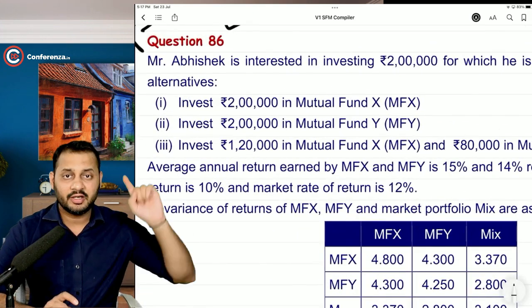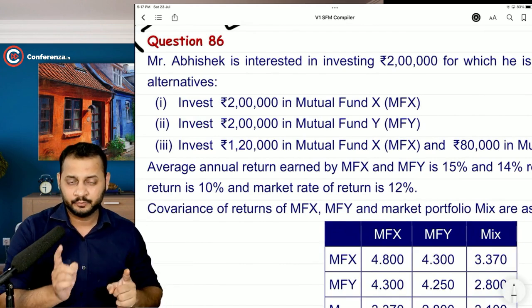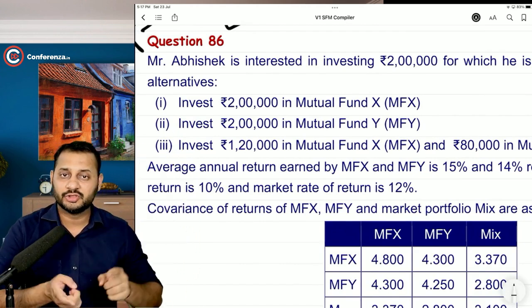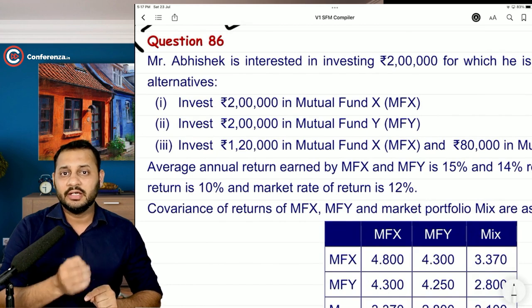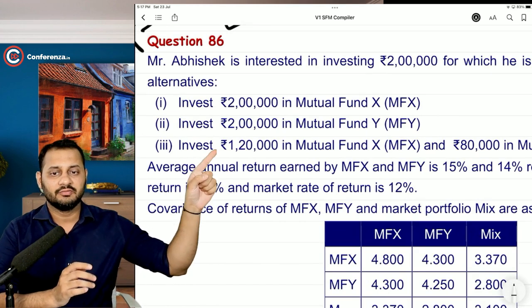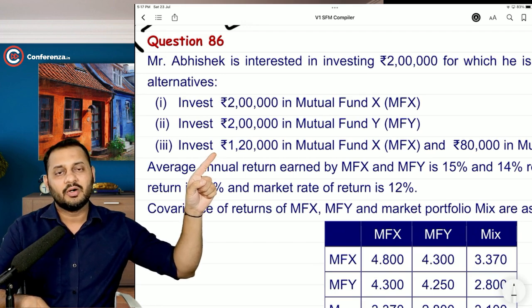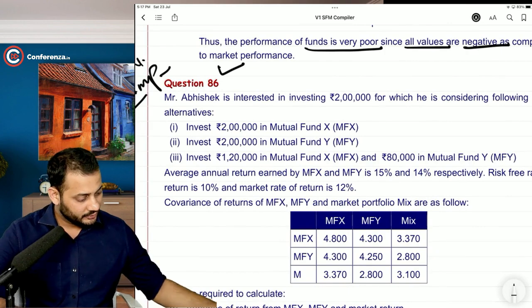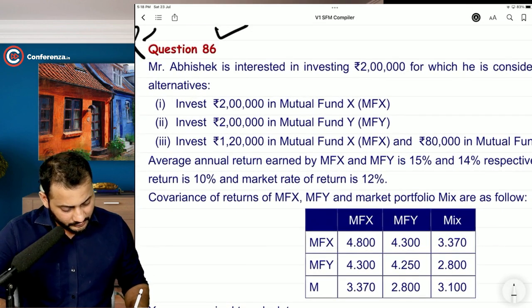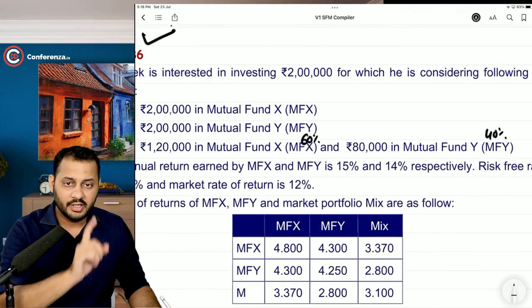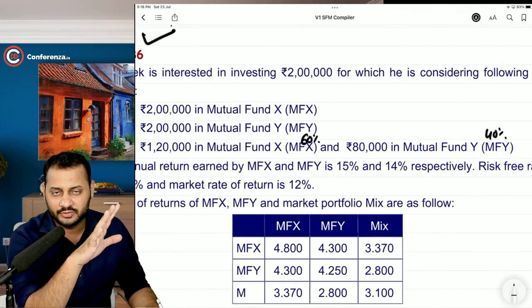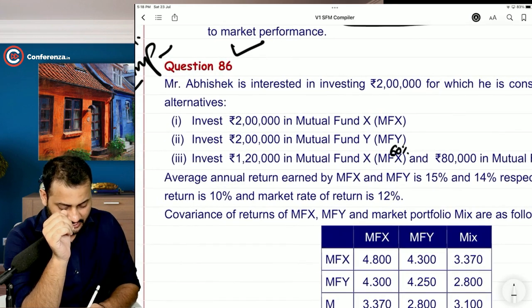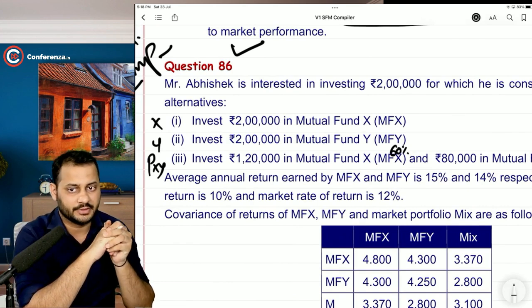He can invest the entire amount in mutual fund X, or he can invest the entire amount in mutual fund Y, or he can invest some amount in X, which is 1,20,000, and some amount in Y, which is 80,000. So if we calculate, it comes to 60% of the weight in X and 40% in Y. 2 lakh into 40% comes to 80,000. Okay, so basically we have 3 options: X, Y, and portfolio of XY. Am I right? Okay, sir.